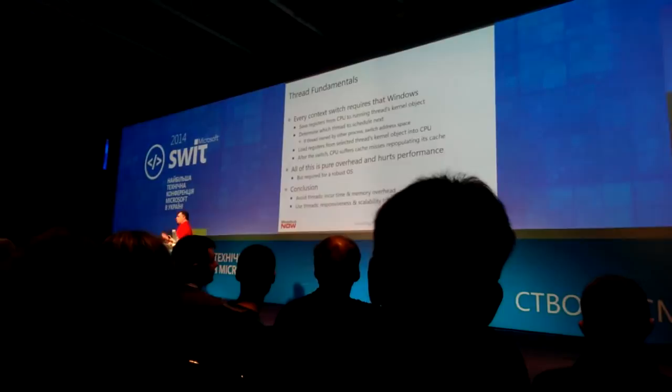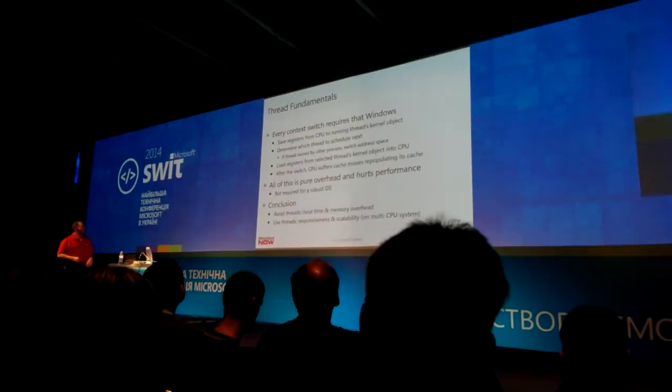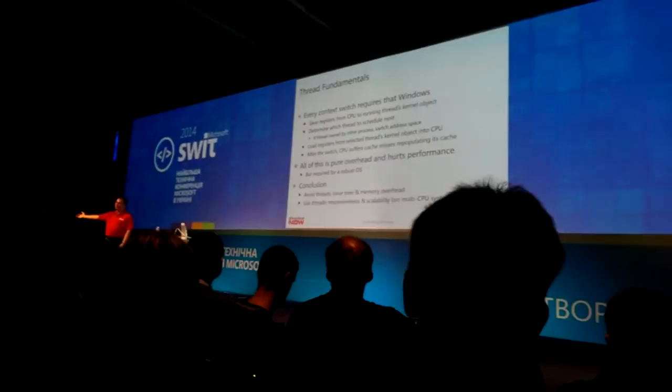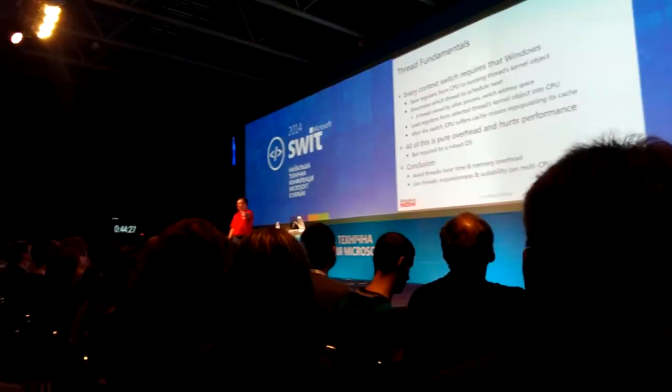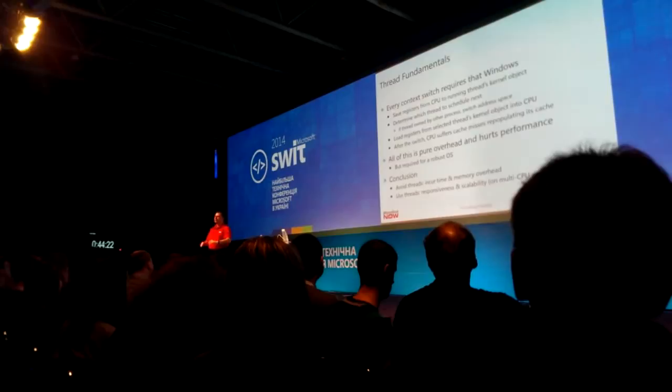And what Windows is doing is performing this thing called a context switch that happens every 30 milliseconds. Windows has to save the registers in the CPU off to the currently running thread's kernel object, then pick another thread, grab the CPU registers out of its kernel object, put it on the CPU, let it run for 30 milliseconds, and then just keep doing this over and over again.